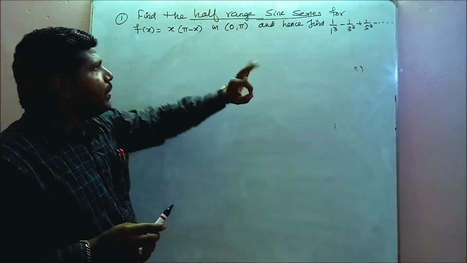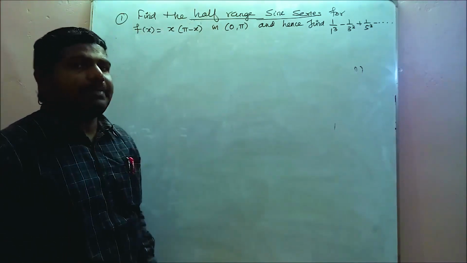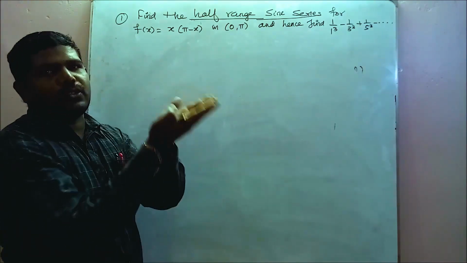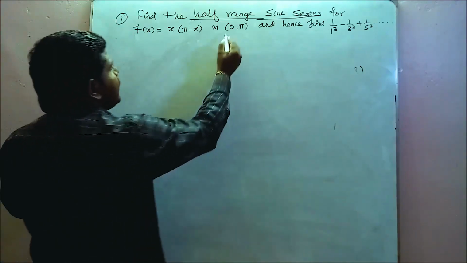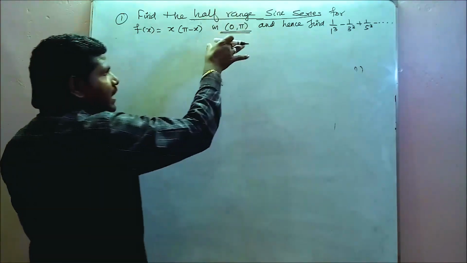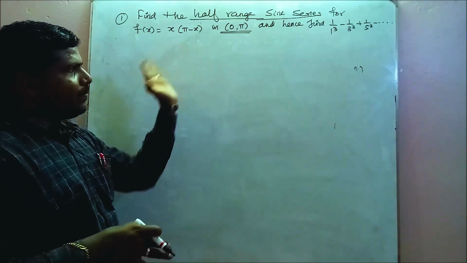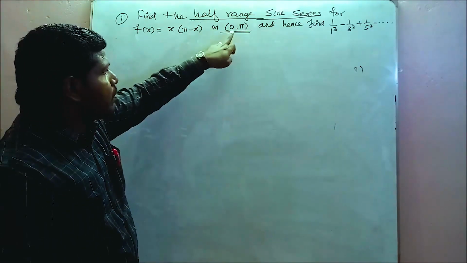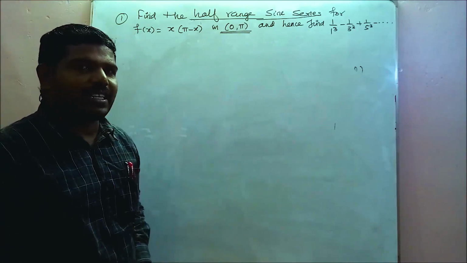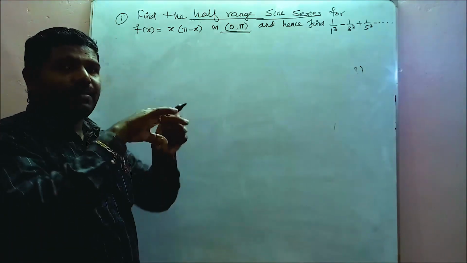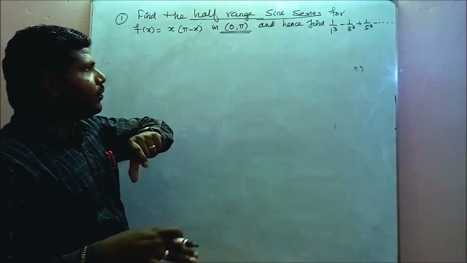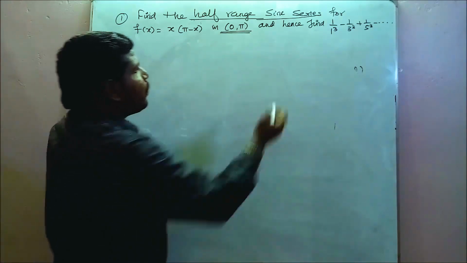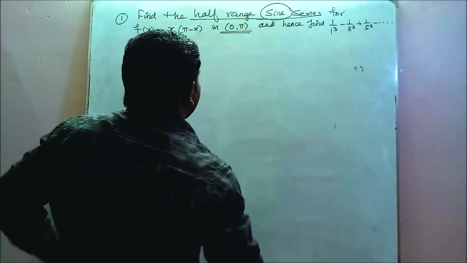Whenever a half range question is asked, immediately check whether the interval is 0 to pi or 0 to L. Here the range given is 0 to pi, which is the first case we mentioned; the other case is 0 to L. In the range 0 to pi we have two subdivisions, one for Fourier cosine and another for Fourier sine. But here it is the half range Fourier sine series.